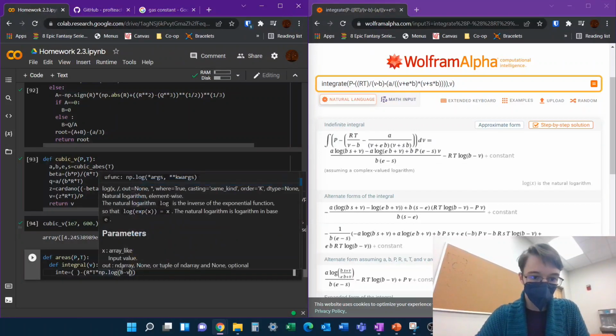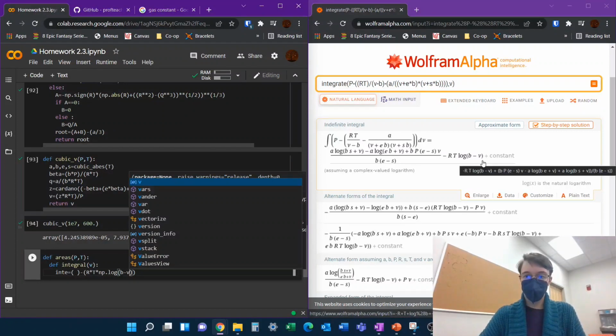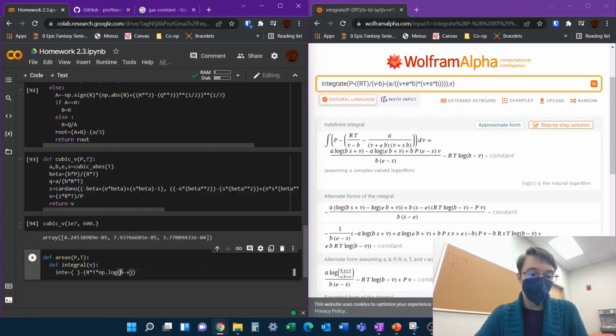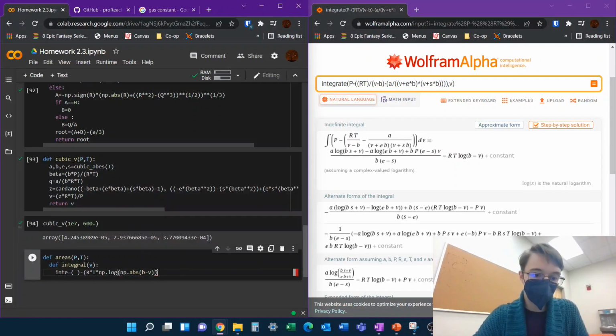Alright, and then we need to be careful within these logs. These need to be the absolute values, because you can't have a real logarithm of a negative value. And we know for a fact that V is going to be bigger than B, because B is the excluded volume, the volume of the molecules, whereas V is like the whole volume. So we need to make sure that we put np.abs of that in there.